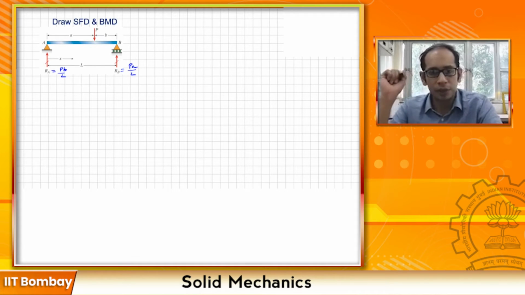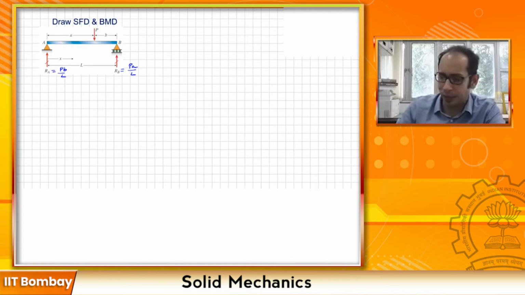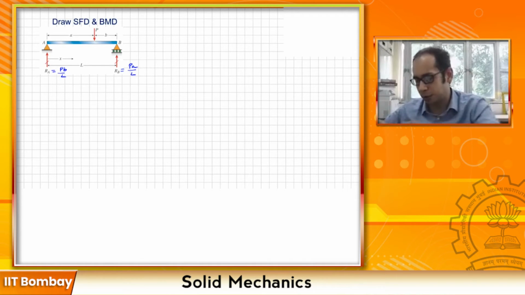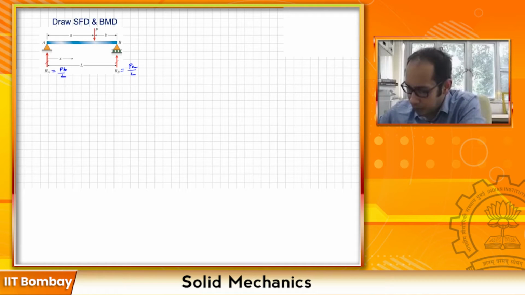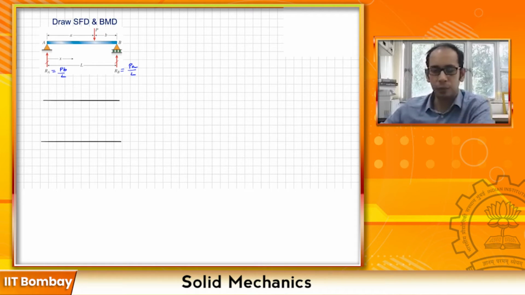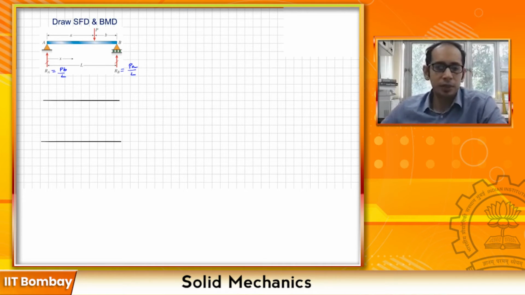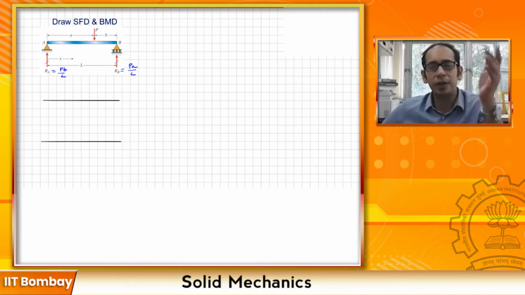So to draw the shear force diagram and the bending moment diagram, I'm going to draw the same beam twice, one for the shear force and one for the bending moment. So let me go ahead and draw that. This is the same beam. I'm going to use this for the shear force diagram, and I'm going to use this one for the bending moment diagram over here.